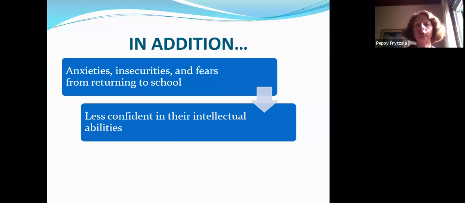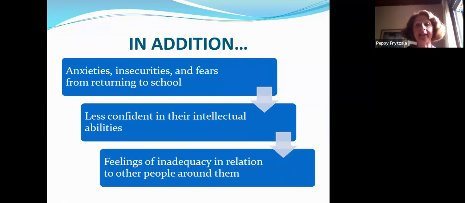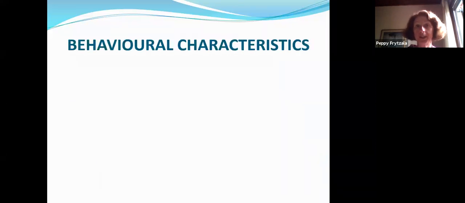If you have ever taught adults, it's the usual question: but can I learn English at this age? And this might result in feelings of inadequacy in relation to other people around them, which means especially if you've got adults together with teenage learners, or if you've got the older adults with younger adults, the older ones might feel insecure towards the younger adults or teenagers.